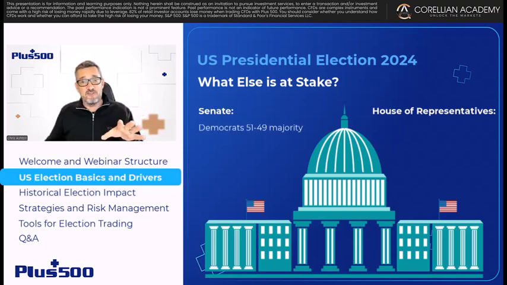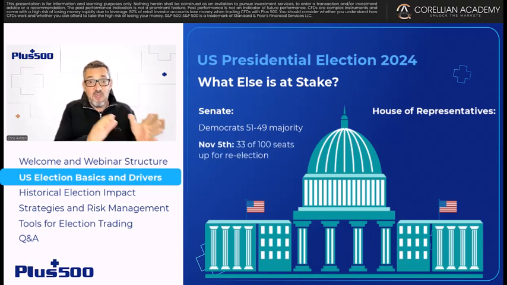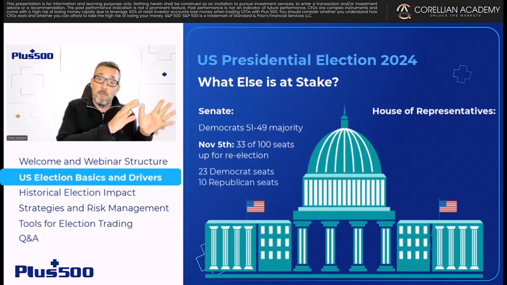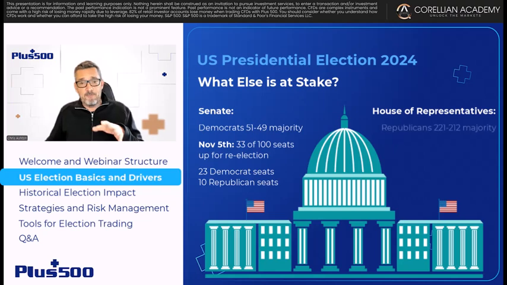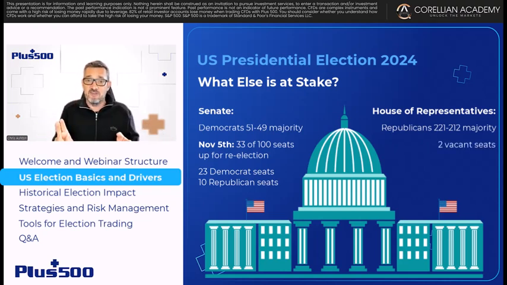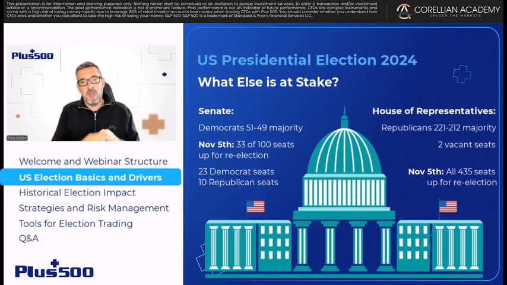Right now, the Democrats control the Senate with a slim 51 to 49 majority. However, on November the 5th, 33 of the 100 Senate seats are up for re-election. 23 of these are currently held by Democrats, and just 10 are being held by Republicans. So things could get interesting here as well. Currently, the Republicans control the House of Representatives by a narrow majority of 221 seats to 212, with just 2 vacancies. However, on November the 5th, all 435 seats are up for re-election, making this another key political battleground.